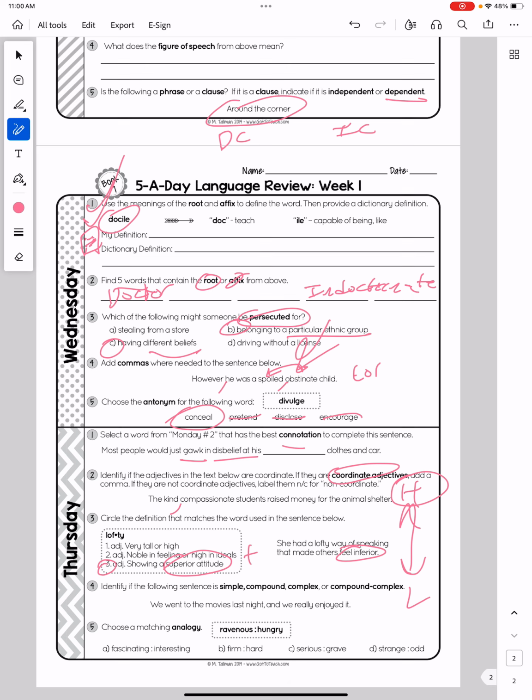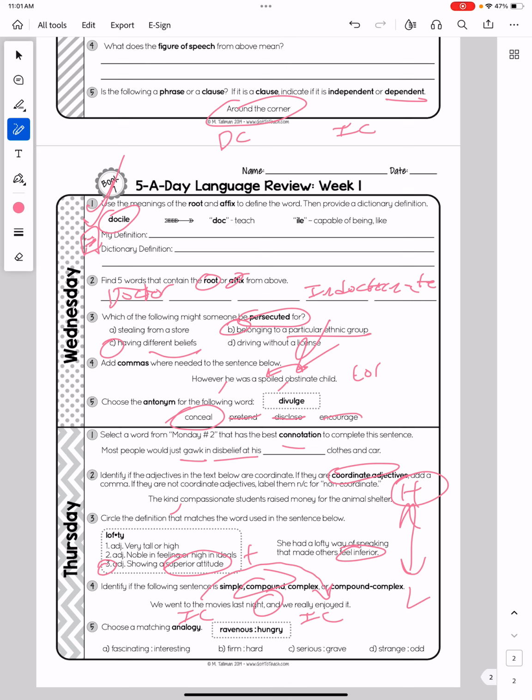Number 4, we went to the movies last night, comma, and we really enjoyed it. This is a compound sentence. We see our fanboy here in 2 independent clauses, so you know that that is a compound sentence. Remember, the fanboys just give more information. It's like a signal word that relates to cause and effect. We really enjoyed it. We did this, and the result was this. We went to the movies last night, and the result was we really enjoyed it.